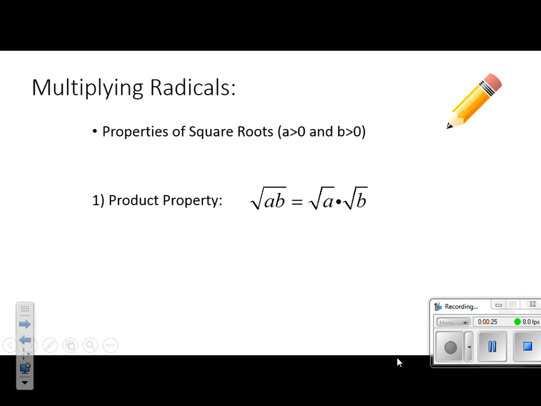Now, the first thing we're going to do is multiply radicals. Remember why we're doing this. We need some rad Algebra 1 skills for the next chapter. So we have to remember how we're going to be multiplying radicals.